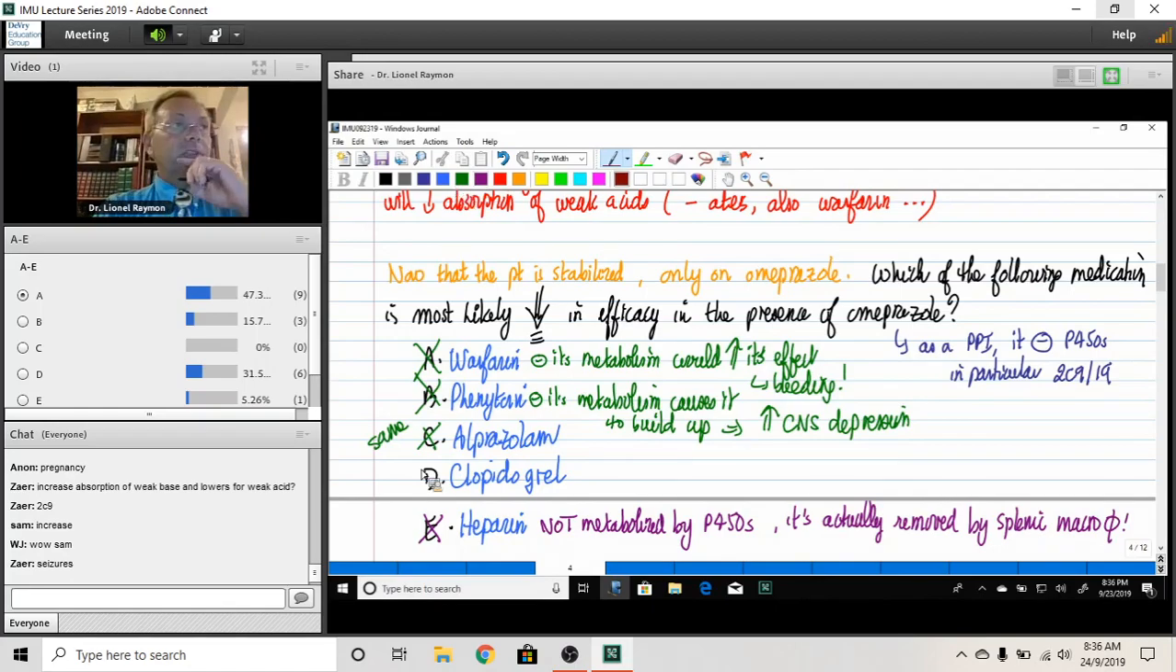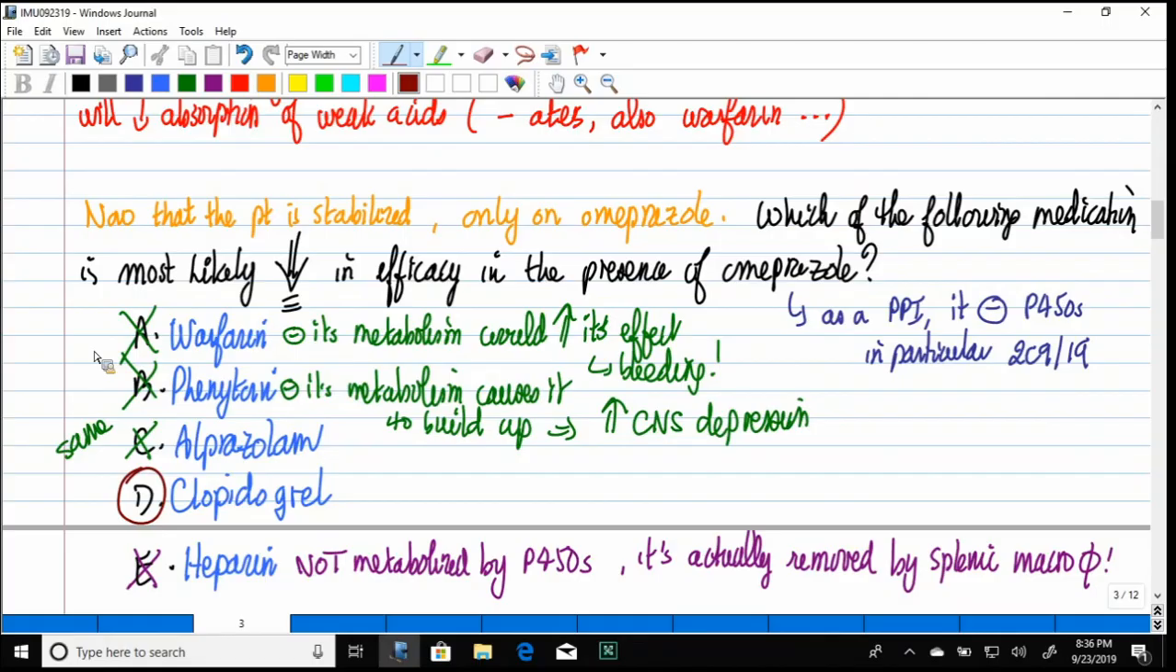clopidogrel. So I have 6 of us who answered. Sam, I hope you answered clopidogrel too, huh? What is clopidogrel? What does it do for a living? Anyone can remind us?